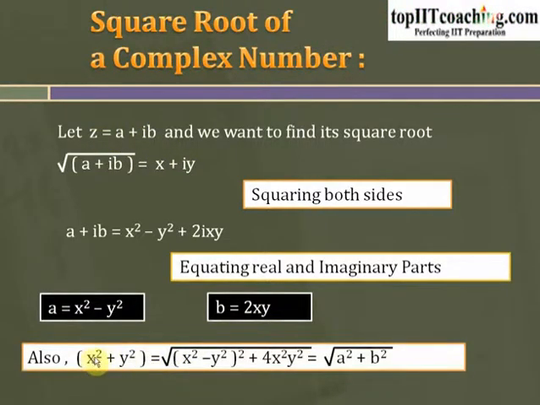We know that x square plus y square would be equal to under root of x square minus y square whole square plus 4x square y square. This is an algebraic identity. Now we know the value of x square minus y square which is equal to a, and also the value of 2xy is equal to b. Therefore, this would be equal to under root of a square plus b square. Thus the value of x square plus y square is equal to under root of a square plus b square.